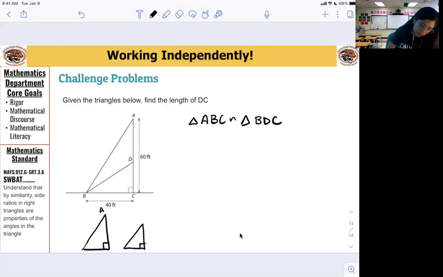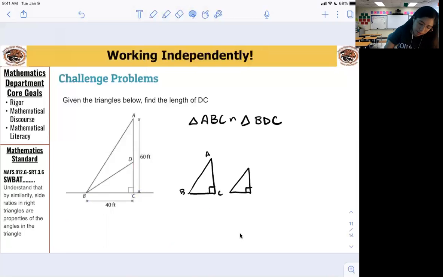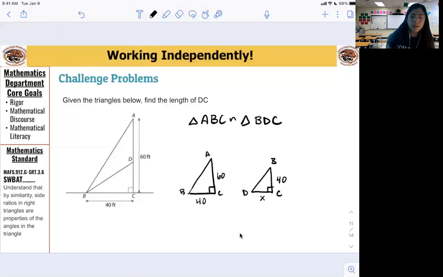So here's A, B, C. And then, like we said, ABC is similar to BDC. So this is B, D, and C. And we know that AC is 60, and we know that BC is 40. So here's 60, here's 40, and we're looking for DC, which is X. What's the ratio that I can set up, the proportion?